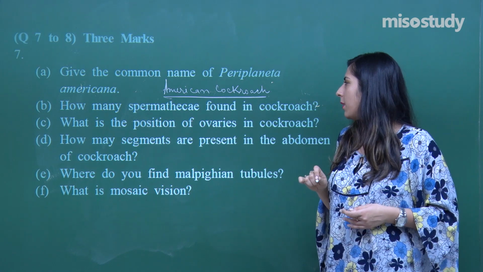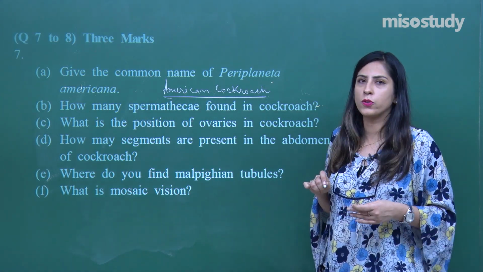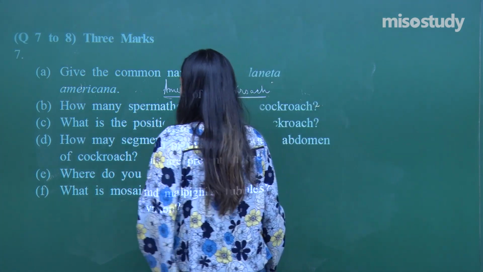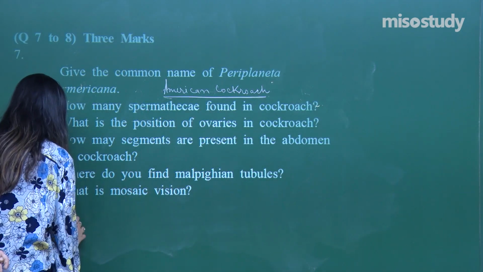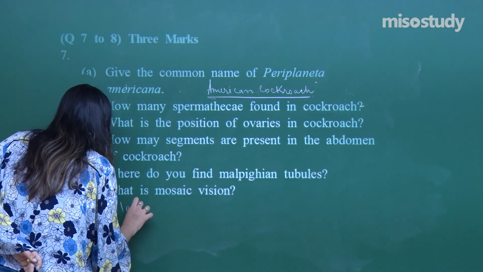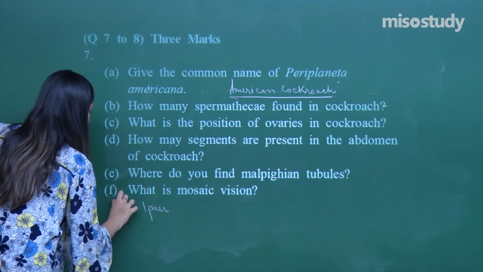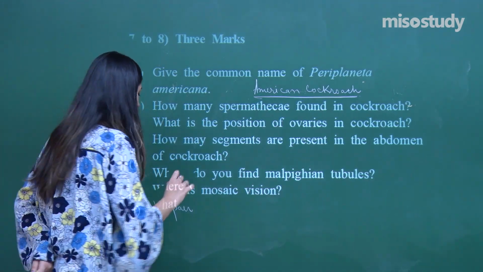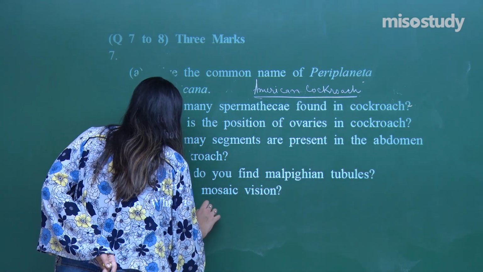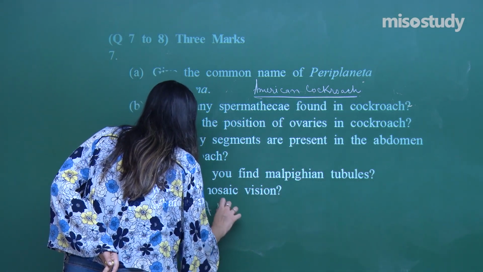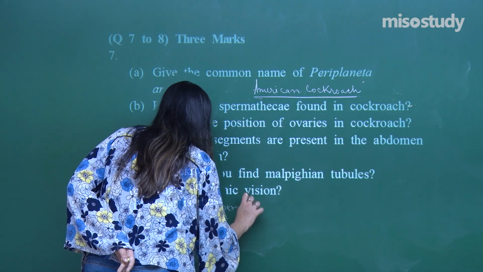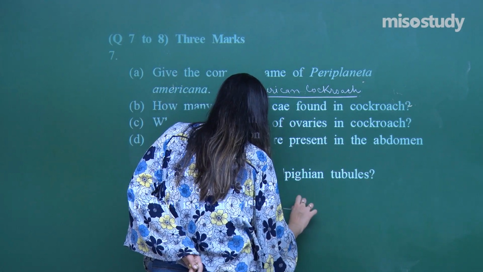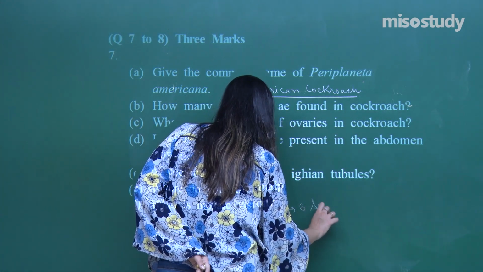So how many spermathecae are found in cockroach? To talk about the spermathecae, a pair of spermathecae is present. So I am writing over here a pair is present. This is for answer B, right? A pair is present, which is present in the 6th segment.